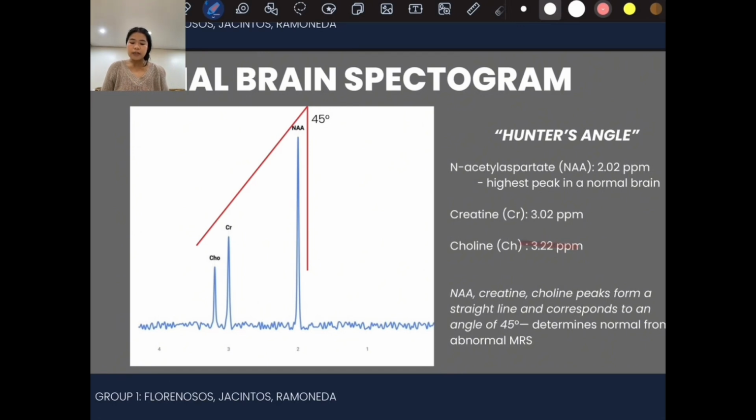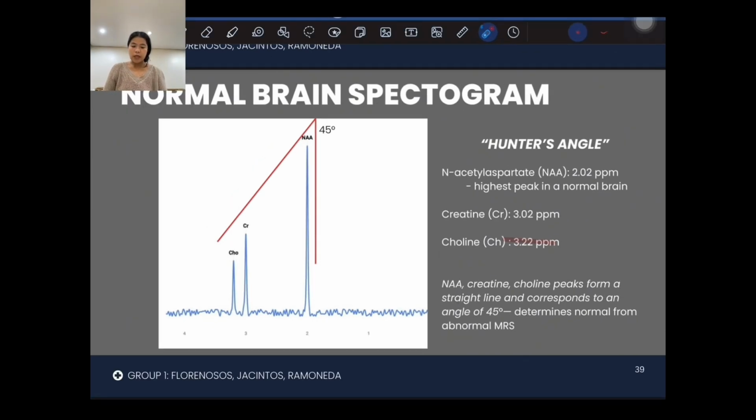So the NAA, creatine, and choline peaks form a straight line that corresponds to an angle of 45 degrees, which distinguishes a normal from an abnormal MRS. So that is what we call a Hunter's angle. It is one of the most common and easiest ways to determine abnormal concentration, when a graph shows descending data rather than ascending data of metabolites.